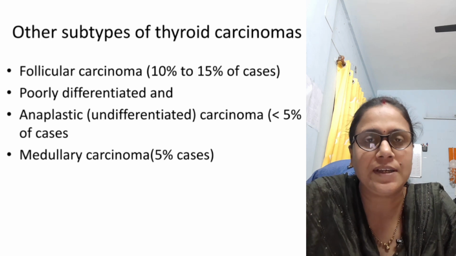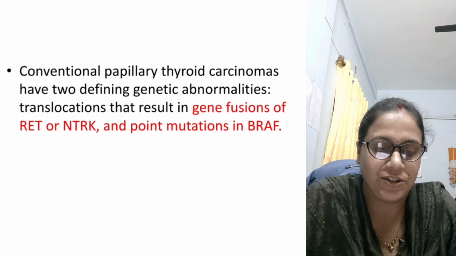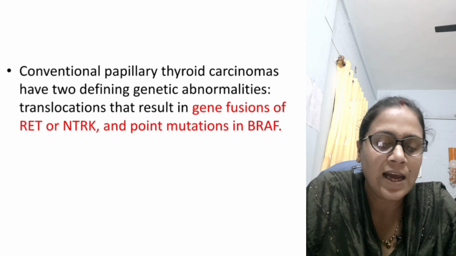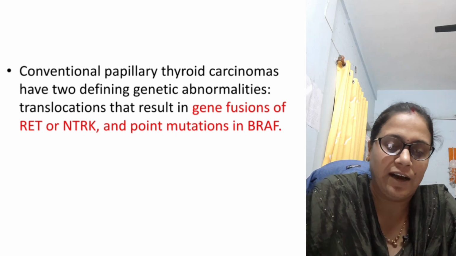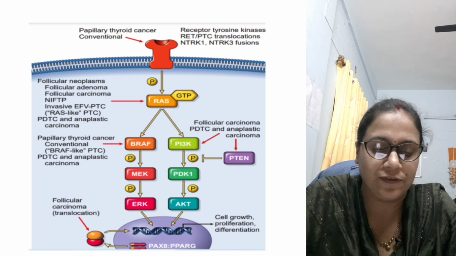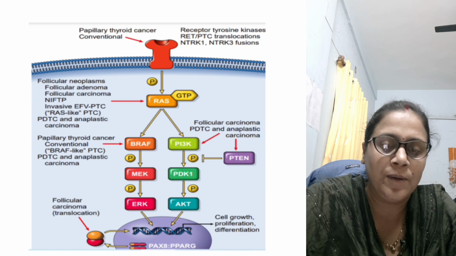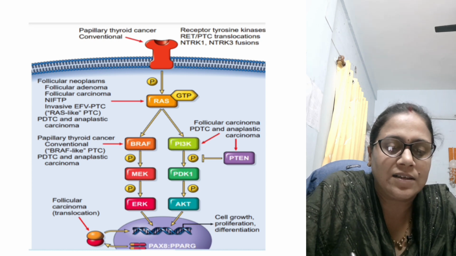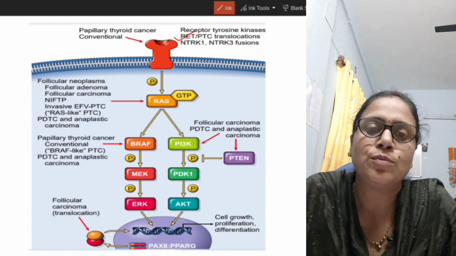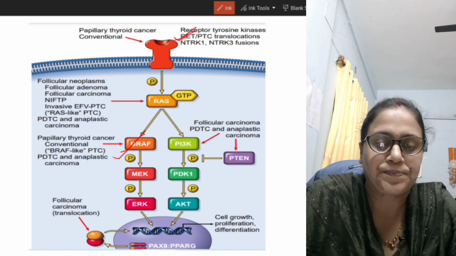The conventional PTC has two defining genetic abnormalities: translocations that result in gene fusions of RET or NTRK, and point mutations in BRAF. Now, this is the pathogenesis of all the types of thyroid carcinomas, and in particular if we look at papillary thyroid carcinoma, then we can see that the RET gene and the BRAF gene are the most commonly implicated genes when it comes to PTC.